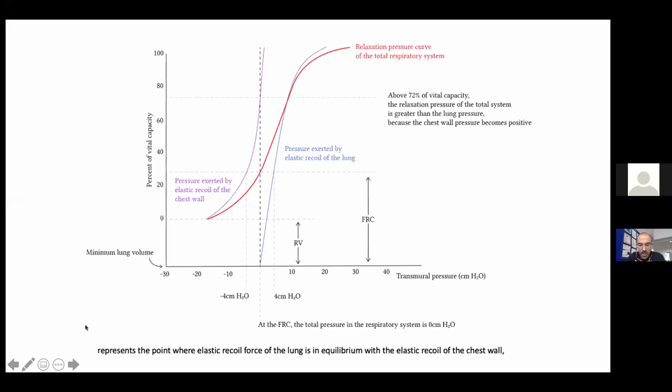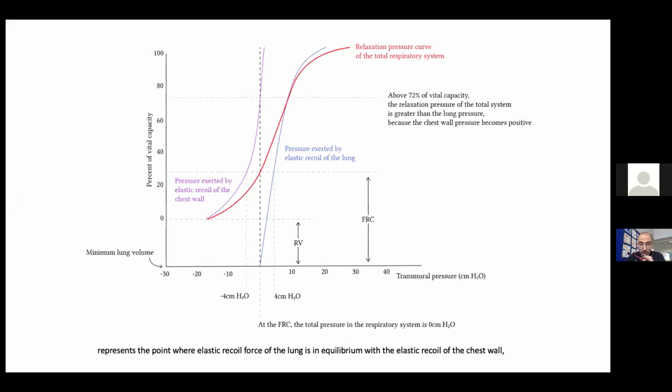Right. So if we put these two forces together in a graph, you have in pink on the left-hand side the pressure exerted by the elastic recoil of the chest wall, which tends to expand the whole system, creating a negative pressure inside our thorax. And then on the right-hand side, in blue, the pressure exerted by the elastic recoil of the lung, which is positive because it tends to collapse the alveoli and the whole lung.